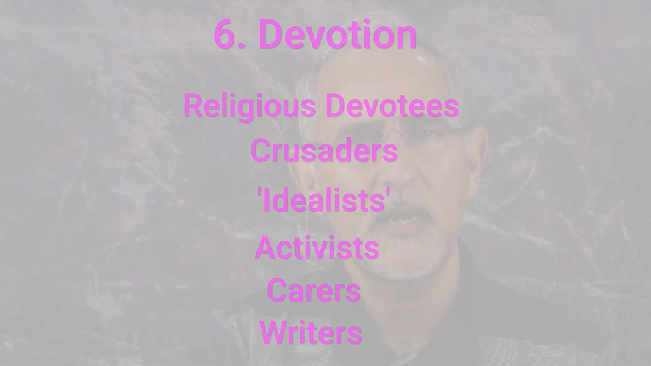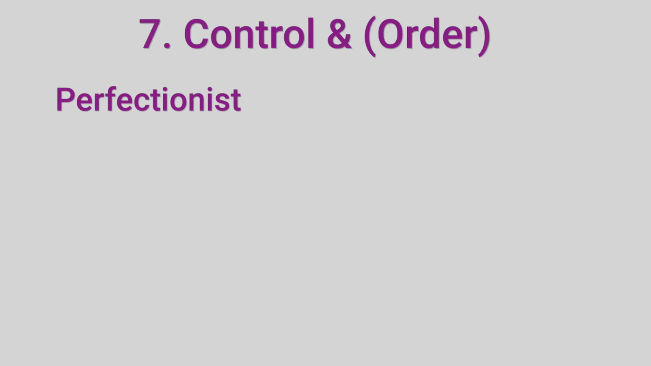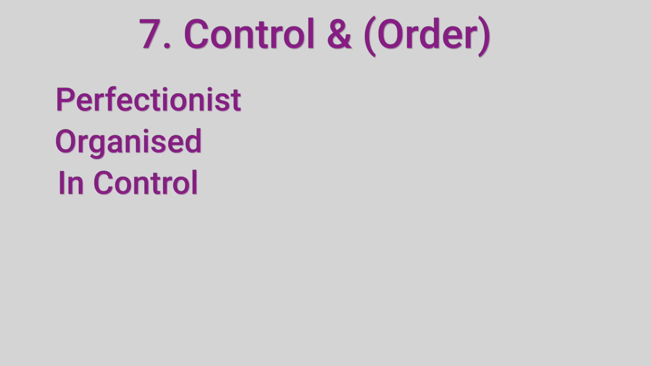And now we come to the last ray, 7, control. A seventh ray type is a perfectionist. This is why the title control is given to this ray. But order could be just as easily used. So, a seventh ray person needs to be organized and in control of things, or they are not happy bunnies.